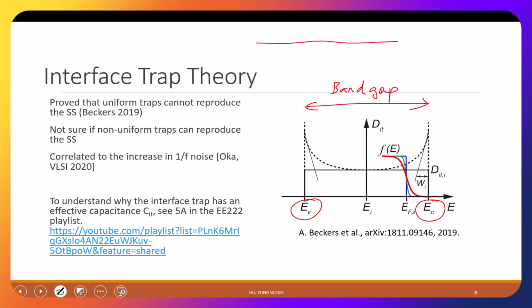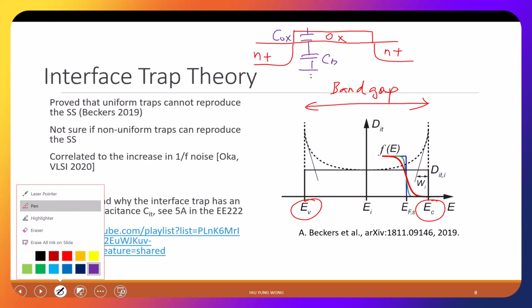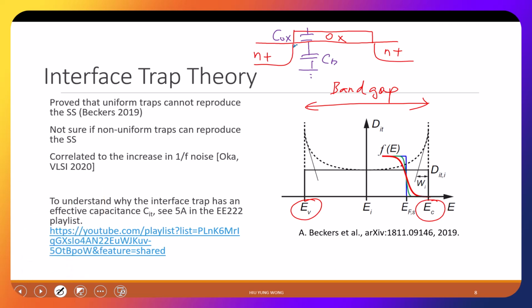When you have an oxide here, right? And again, this is N plus, this is N plus. Now again, I have a C_ox, and from C_ox to the bottom, I have the C_dep, the depletion capacitance, right? And remember that our electron here, this is the electron, right? So that as a result, we care about the potential here, which is Vx, and this is Vg, right?